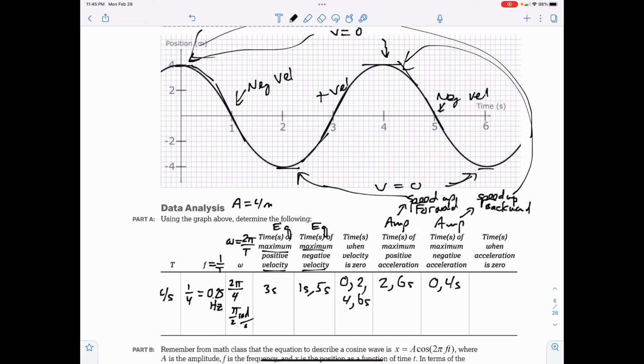Now, times of zero acceleration, that's easy. That's going to be at equilibrium, so 1, 3, 5.